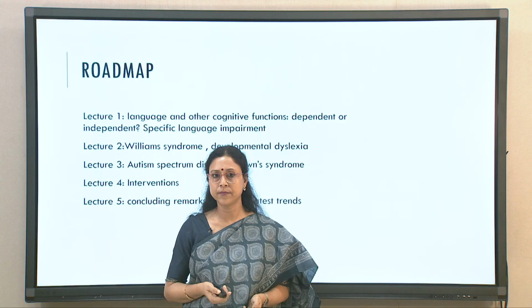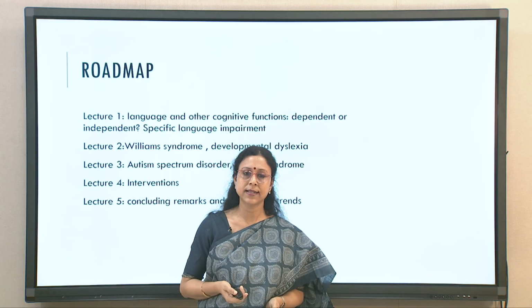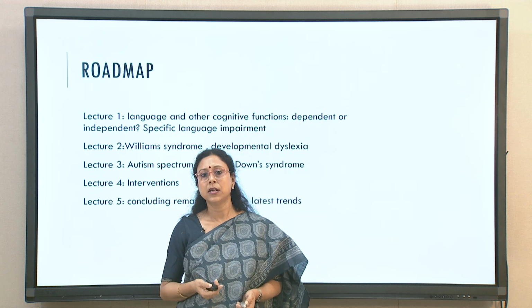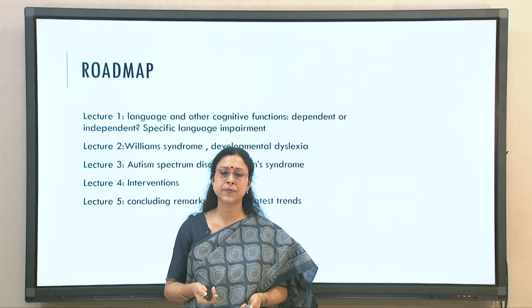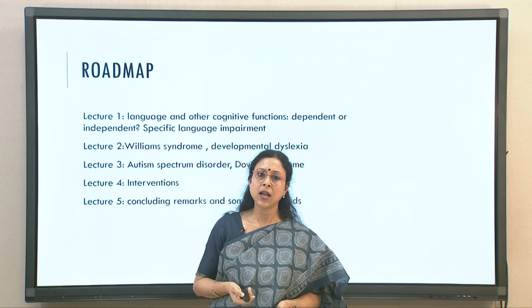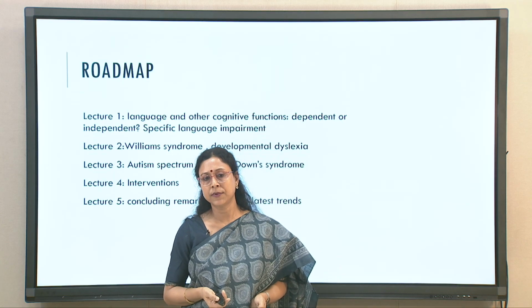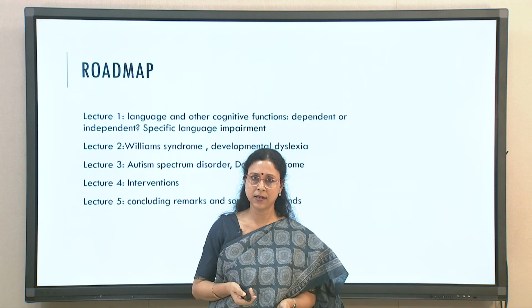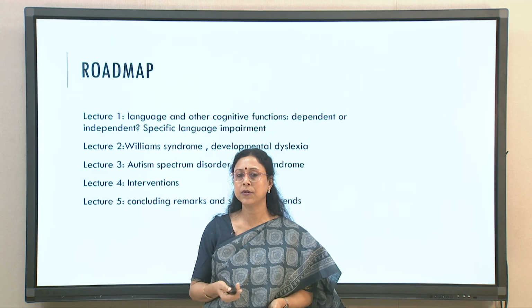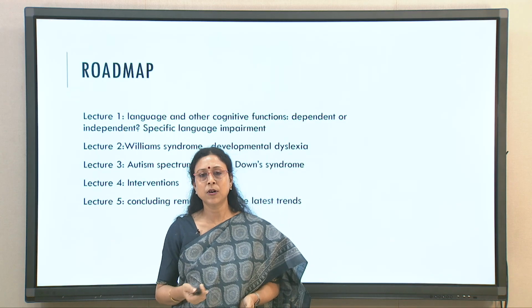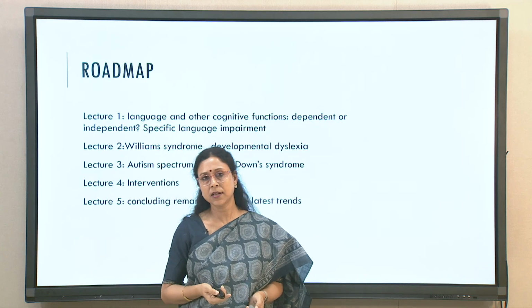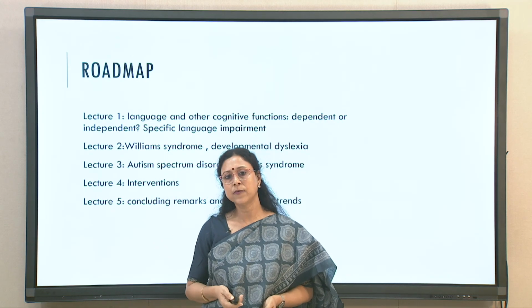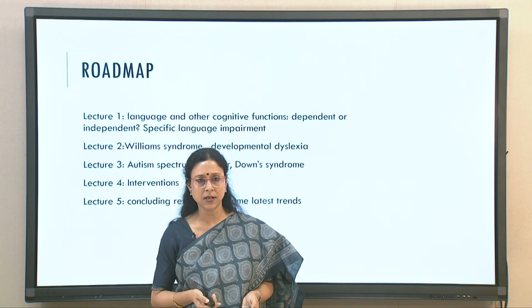We will start with specific language impairment or SLI, and then follow up with other kinds like Williams syndrome, developmental dyslexia, autism spectrum disorder, and Down syndrome. Then we will also talk about some of the interventions, and of course, the last module will wrap up this entire course. There we will have some concluding remarks, summing it up. In each module I will sum up what we have discussed and the take home lessons, and then we will sign off with some latest trends in this domain.